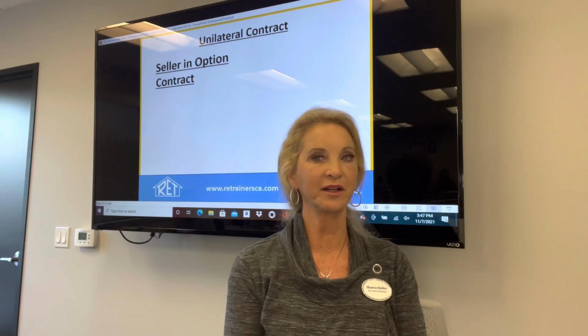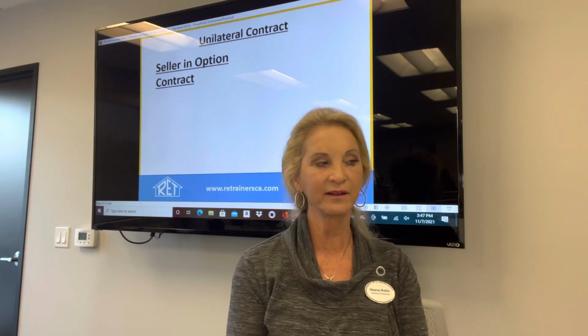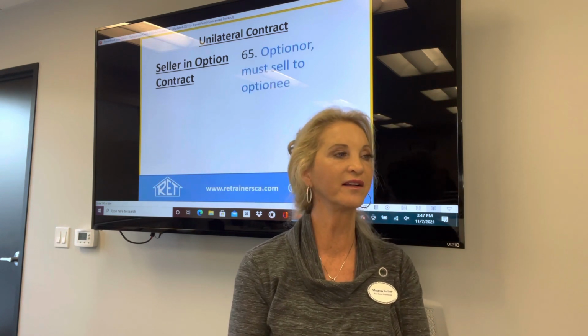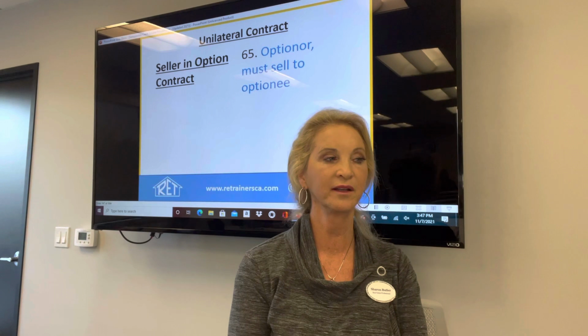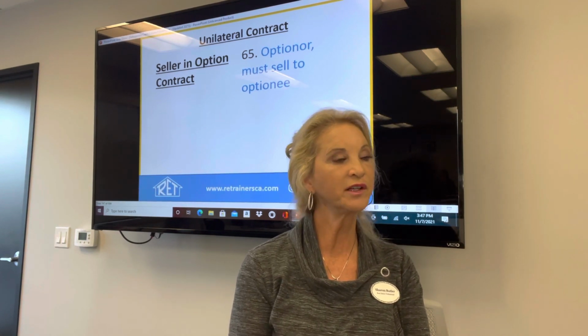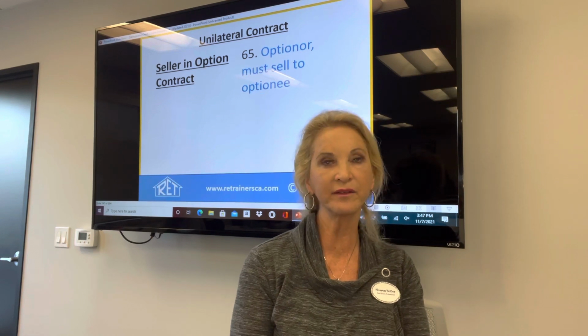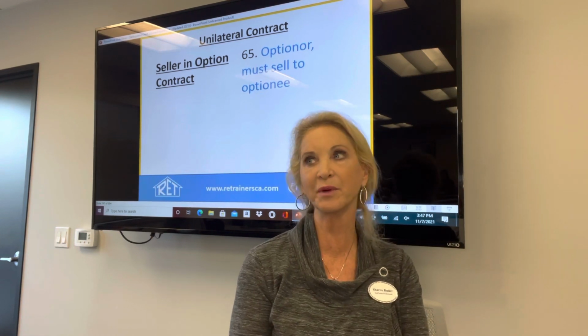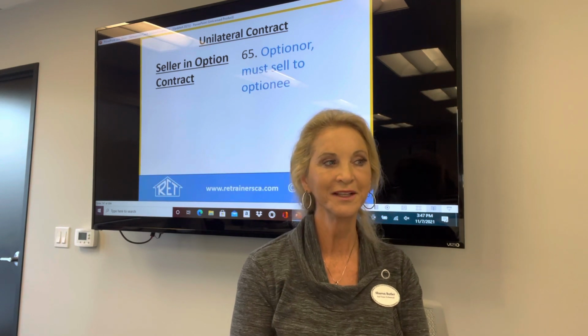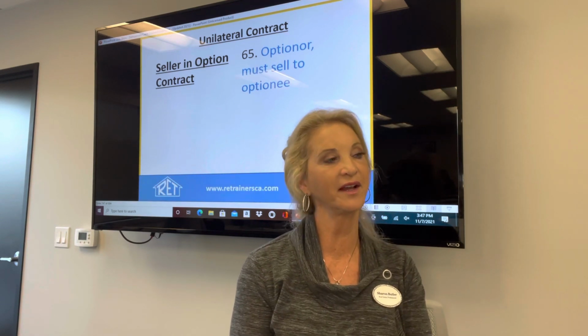Seller in the option contract. You know how it goes with the seller. If the buyer wants to buy, the seller has to sell in an option. So the option OR must sell to the option E. Now, if 2 years go by and the price of the property went down, the option E can go, well, you know what? The property's not worth as much. I don't want to buy it. And they can opt out. But if they don't, the seller has to sell.